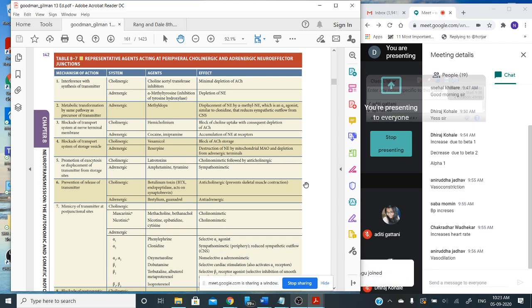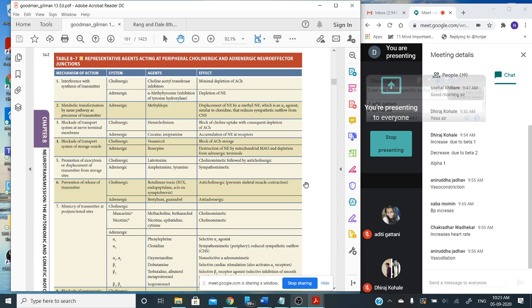Then next is the blockade of the transport system of the storage vesicle. If you remember, in acetylcholine there is storage, and in adrenaline also, and there are agents which block the storage. In cholinergic it is vesamicol, which blocks ACh storage. In adrenergic, reserpine blocks the vesicular storage, and because of that, mitochondrial MAO will cause destruction of it, and it will result in depletion of noradrenaline or adrenaline from the terminal, so it will not be able to secrete.